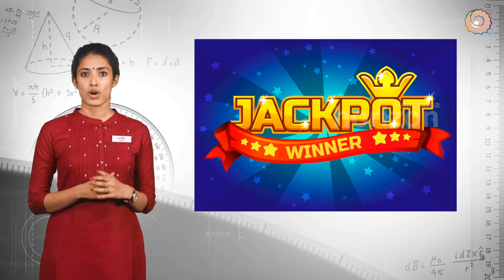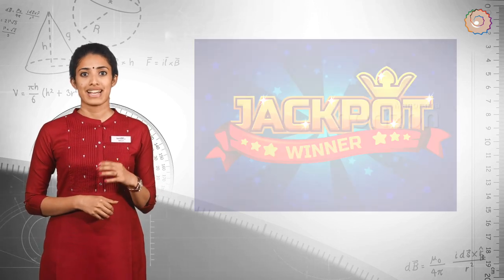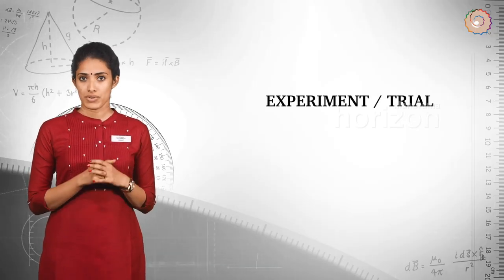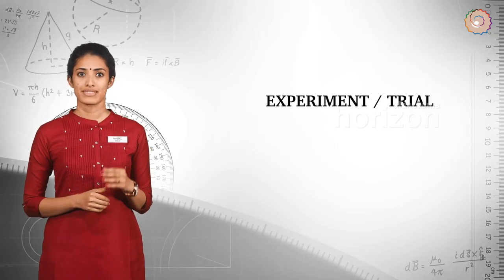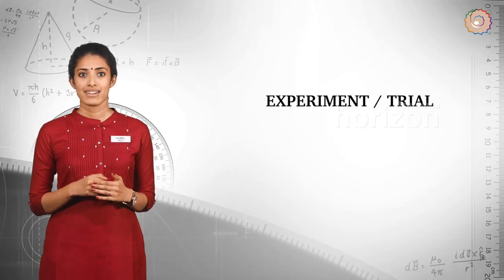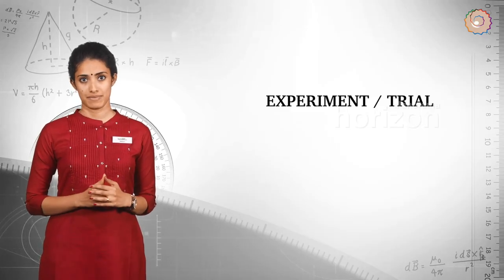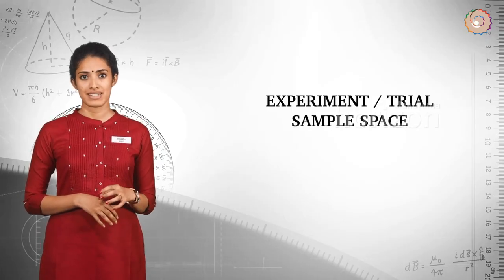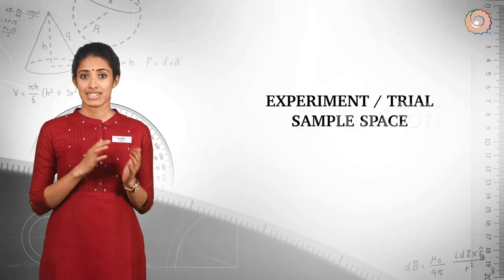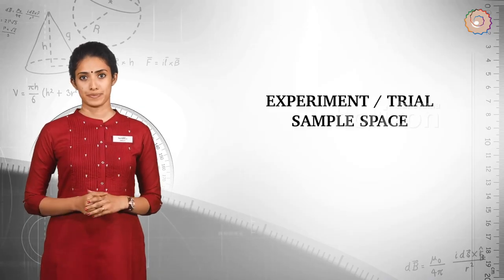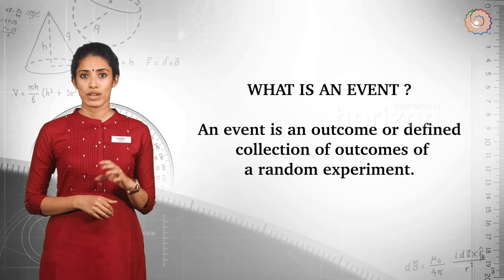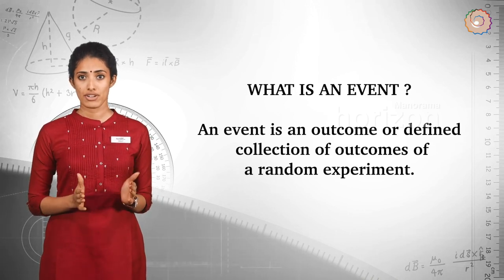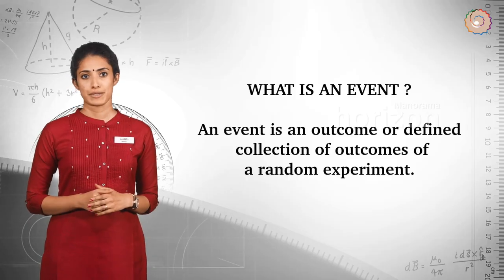So before we discuss what probability is, let us know what an experiment and event is according to probability. An experiment or trial can be any procedure that can be infinitely repeated and has a well-known set of possible outcomes, known as sample space. Sometimes this experiment is said to be a random experiment if it has more than one possible outcome. Now, let us define what is an event. An event is an outcome or well-defined collection of outcomes of a random experiment.